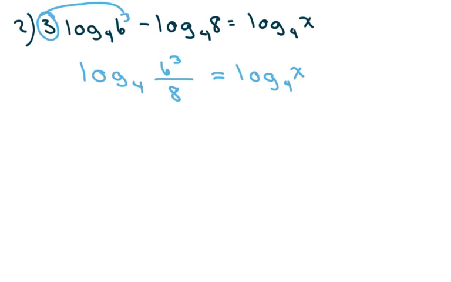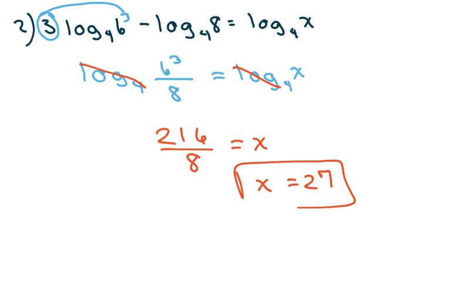Now since my bases are the same, I just solve for x. I have 6 cubed, which is 216, over 8 equals x. So x equals 27. And it's valid because it's greater than 0.